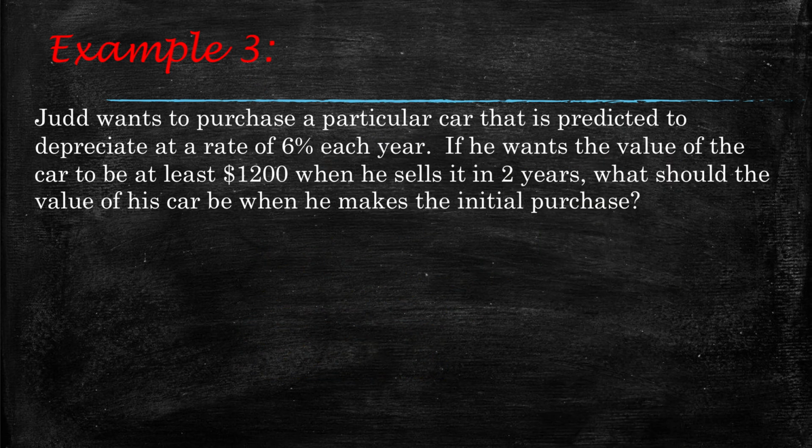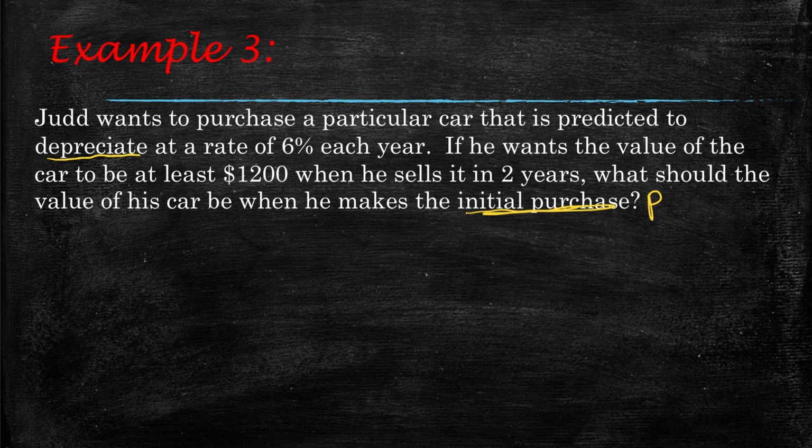All right, here's our last problem. It says Judd wants to purchase a particular car that is predicted to depreciate, that means it goes down in value, at a rate of 6% each year. If he wants the value of the car to be at least $1,200 when he sells it in 2 years, what should the value of his car be when he makes the initial purchase? And so we're trying to find the initial amount, which is our P value.